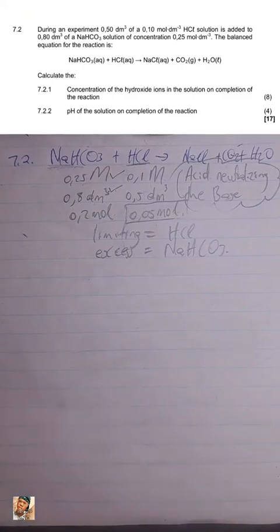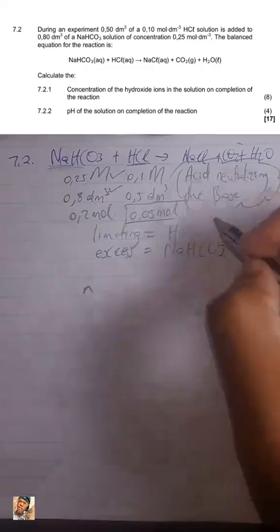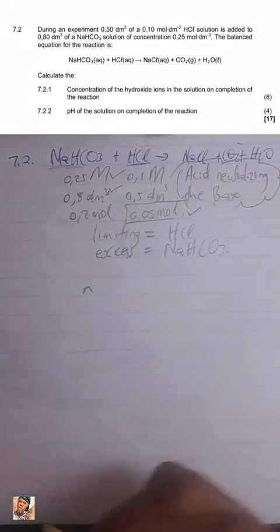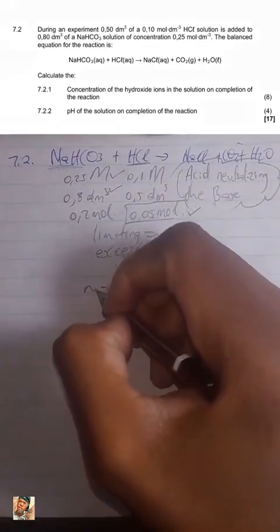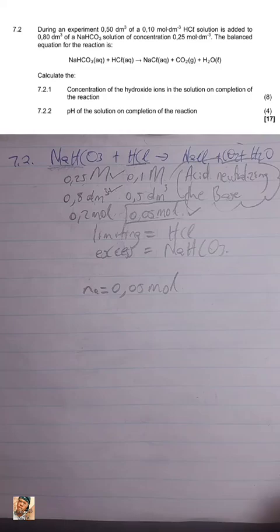Right. Now that we are here, we can actually calculate the concentration of the hydroxide ions in the solution on completion of the reaction. How are we going to do that? Okay, so we're going to be like, how many moles of the acid are going to react? So we know that the number of moles of the acid that are going to react is 0.05 moles.